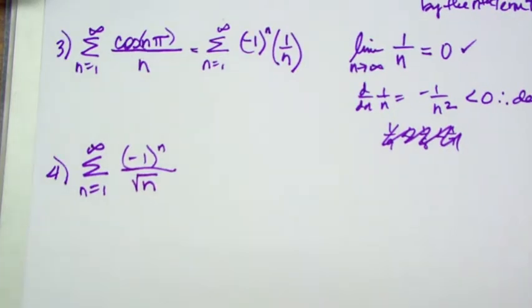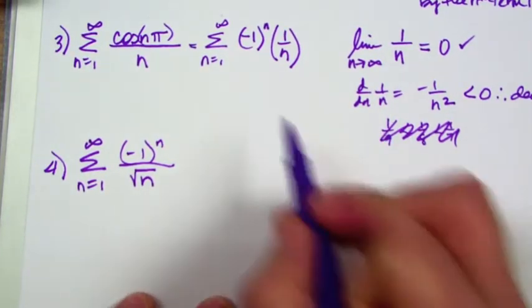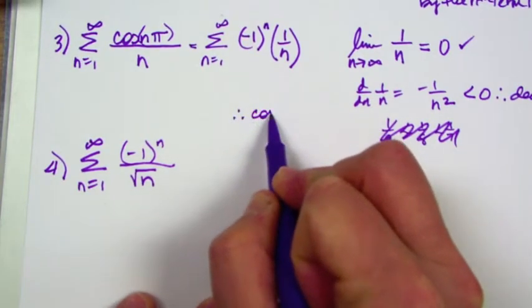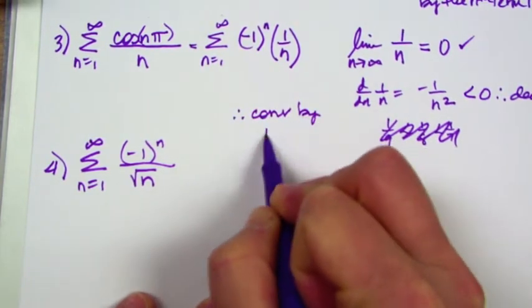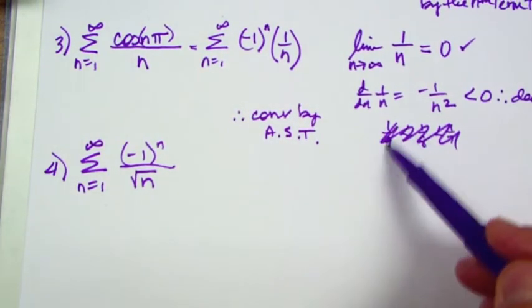Wait, are we done with that? Yeah, yep, oh, sorry, no, I didn't actually draw the conclusion. What do we get to say now? Therefore, it converges by the alternating series test. Thanks, Haley, sorry about that.